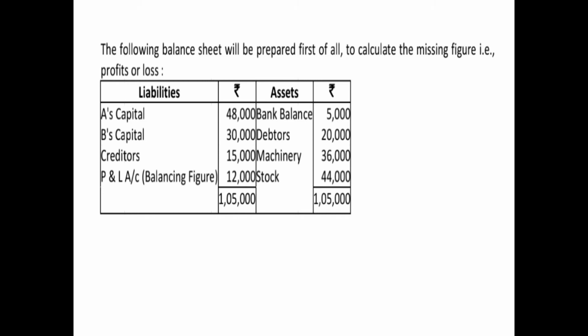So now the balance sheet total will be the same, and the balancing figure which is shown as PL account has come on the liability side, therefore it will be treated as undistributed profit and will be distributed among the old partners in the old ratio.